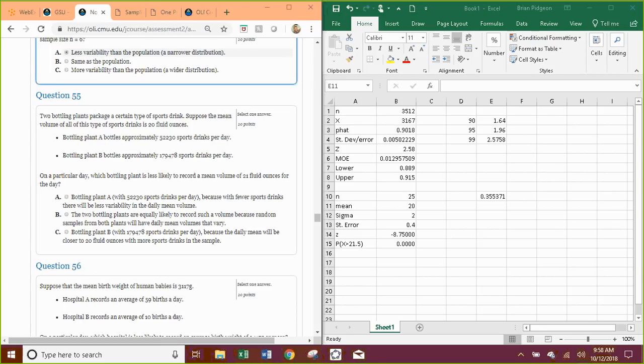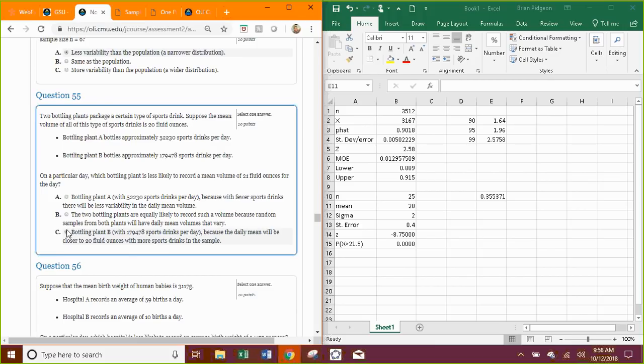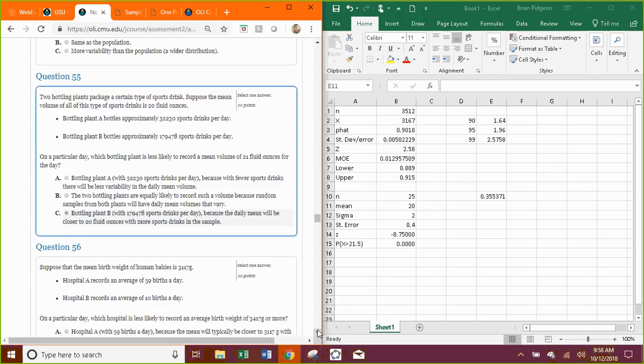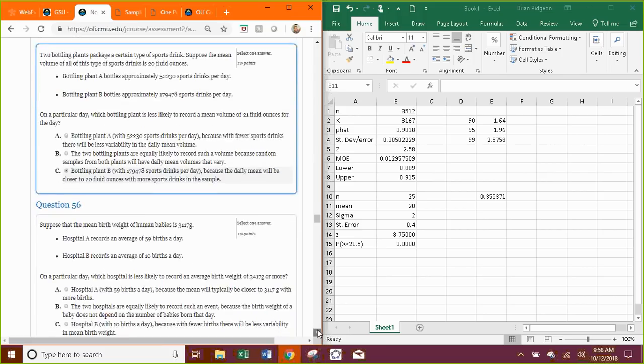I'm going to say, so bottling plant B has a larger sample size. So it's going to have less variability than bottling plant A. And with that number of sports drinks, more of its sample means are going to be at 20 fluid ounces with less variability. So that would be bottling plant B, because the daily mean will be closer to 20 fluid ounces with more sports drinks in the sample. More sports drinks means smaller variability.